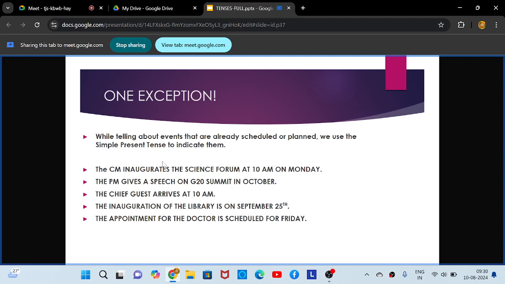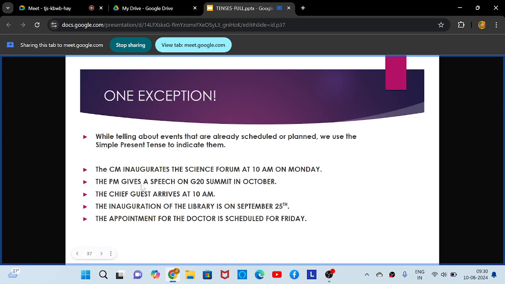Subject plus V1 plus object. So the CM is the subject. Inaugurates, it is an action, right? To inaugurate. So inaugurates is the V1 plus the Science Forum is the object. So if you just look at the verb itself, you can understand that this is in simple present tense.